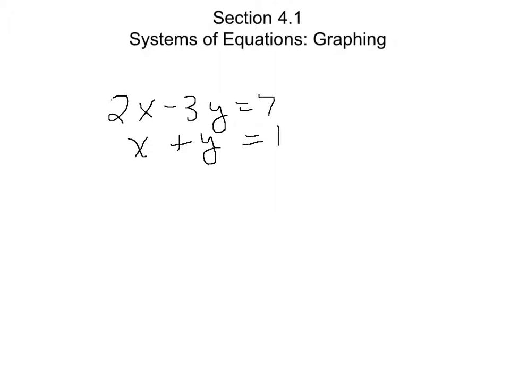So let's use this as an example. What you have is a system of equations, and basically that means two linear equations, and our task is to find out where they intersect. Another way of putting that is find the x and y values which make both equations true. So let's write that down.